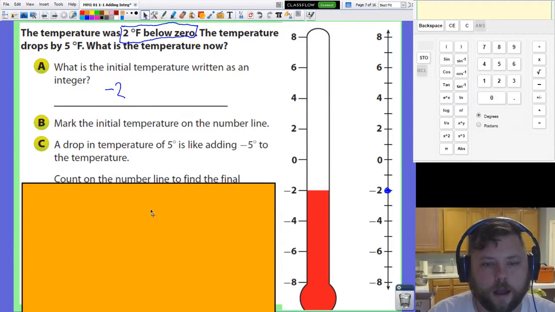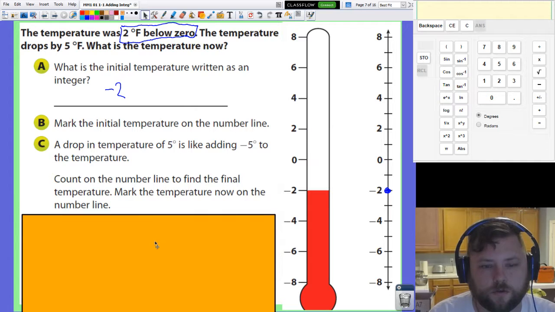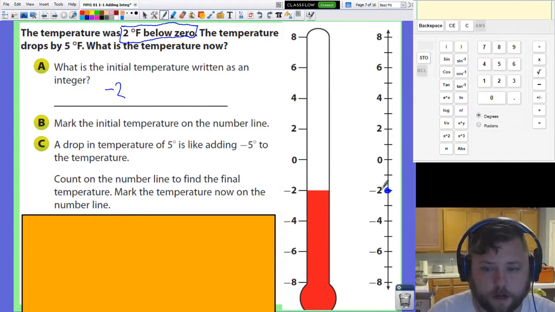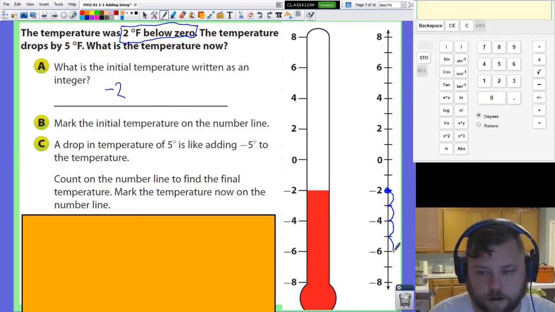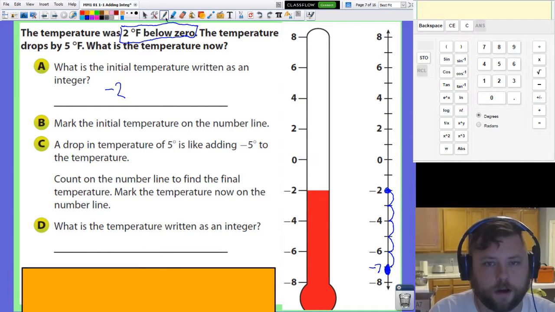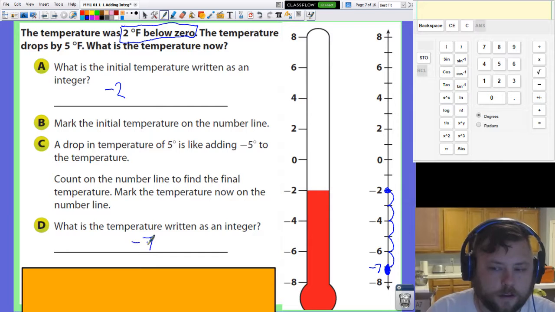Now, I want to drop the temperature. A drop of 5 degrees is like adding negative 5 to the temperature. Count on the number line to find the final temperature. So I'm going to go down 5. So go down 1, 2, 3, 4, 5. And mark the temperature now on the number line. So it's right here between negative 6 and negative 8, which is at negative 7. So what's the temperature written as an integer? Negative 7. So it's just another way to represent what's going on here with this math.